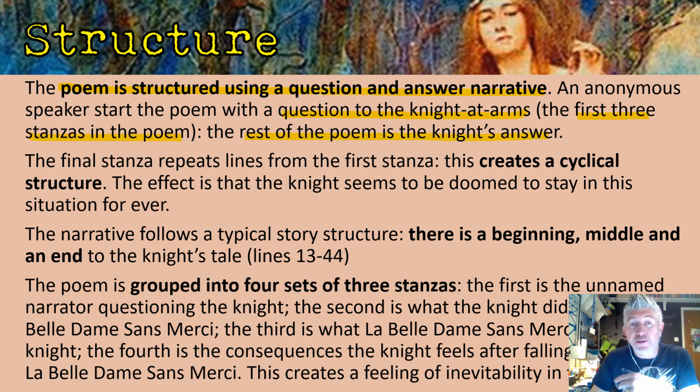The final stanza, and the stanza, all that means is the paragraph, the verse in the poem. The final stanza repeats lines from the first stanza, and this creates what's called a cyclical structure. It kind of goes round in a circle, and the effect is that the knight seems to be doomed to stay in this situation forever. Because the story goes round and round in circles, he can't escape, he can't change, he can't get out of the situation.